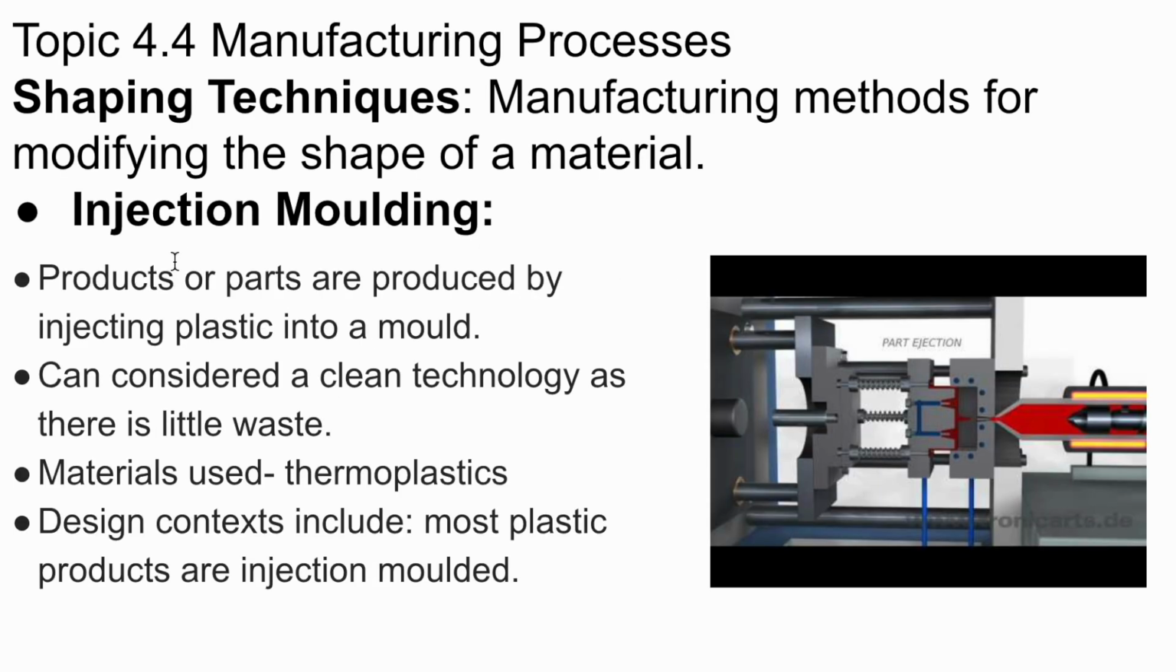One of the first types that we should know is injection molding. So this is where products or parts are produced by injecting plastic into a mold. You should definitely watch this video right here. It'll show you how that works. It can be considered a clean technology as there's very little waste because whatever's left can go back into the molding process and be remelted and put back into the molds.